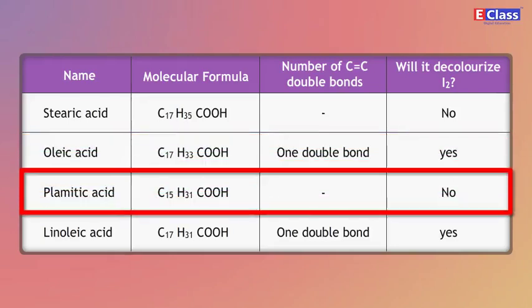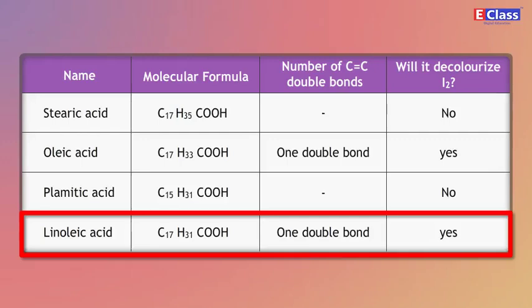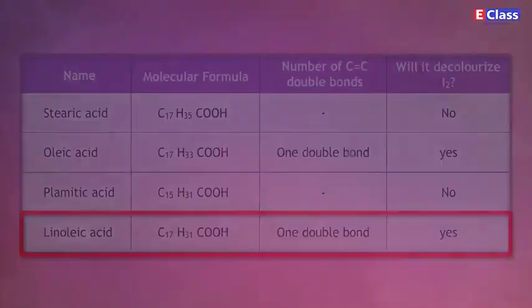Name: palmitic acid, molecular formula C15H31COOH. Number of carbon double bonds: dash. Will it decolorize I2? No. Name: linoleic acid, molecular formula C17H31COOH. Number of carbon double bonds: dash. Will it decolorize I2? Yes.